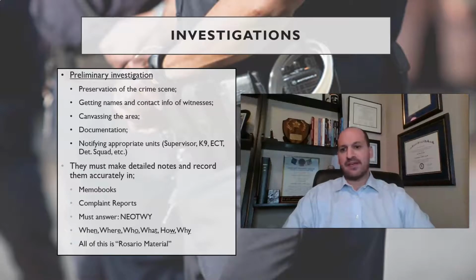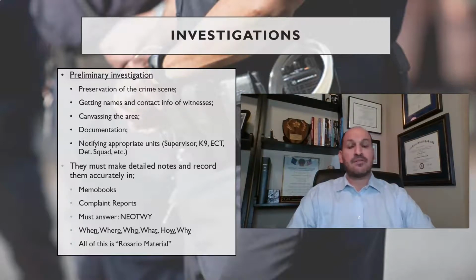So they must make detailed records in their memo books. Now a lot of police departments do things computerized on their phones. Complaint reports, they must take detailed notes. They call that NIATWI, when, where, who, what. You can see right there, what, why, how, when. I'm sorry, how, why.